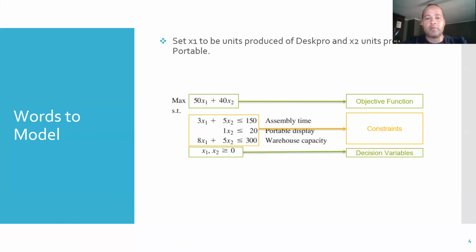The first step to model the problem is to determine the decision variables. That is simple here. It is the production units of each. We call them x1 for Disk Pro and x2 for units to produce of Portable. Next, the objective here, given the profit of each, is to maximize the profit. Thus, maximize 50x1 plus 40x2.